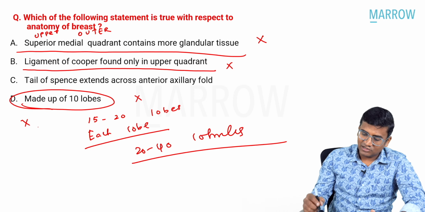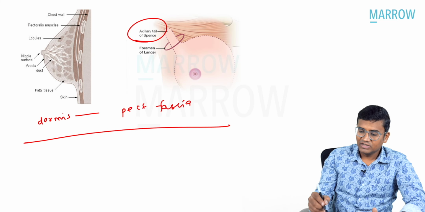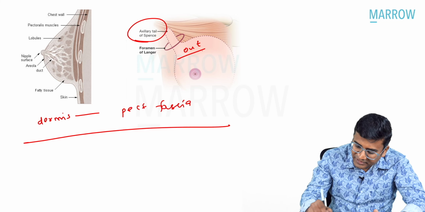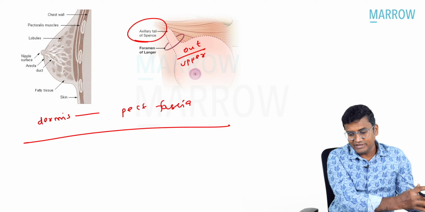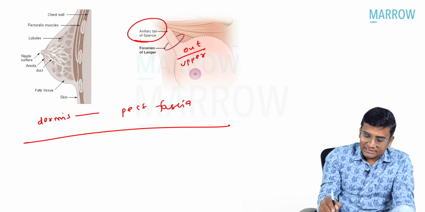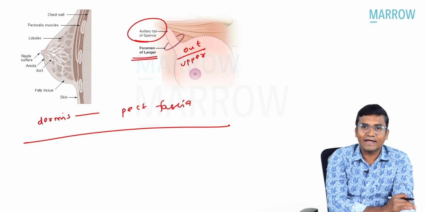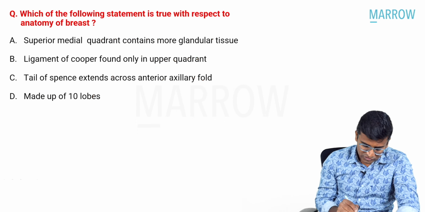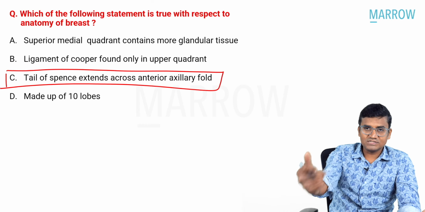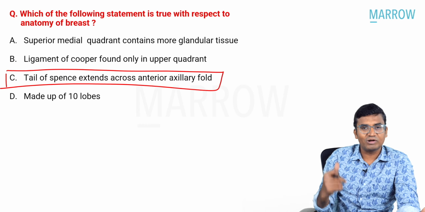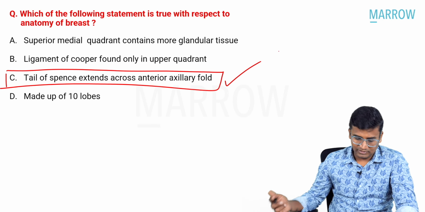Tail of Spence extends across the anterior axillary fold. Yes, this is called axillary tail of Spence. It is an extension from the upper and outer quadrant. So the upper outer quadrant of the breast extends into the axilla, that is called axillary tail of Spence, through one opening. That opening is called foramen of Langer. It is a correct statement. So in the choices, option C is right. Axillary tail of Spence extends across the anterior axillary fold through foramen of Langer. So C is the correct answer for this question.